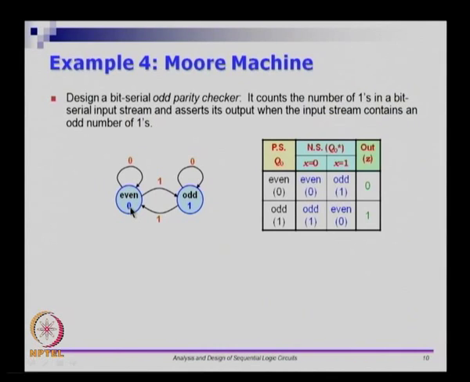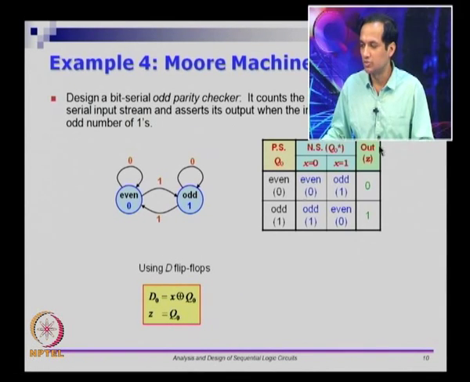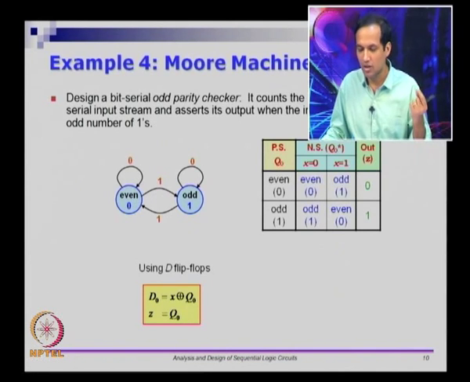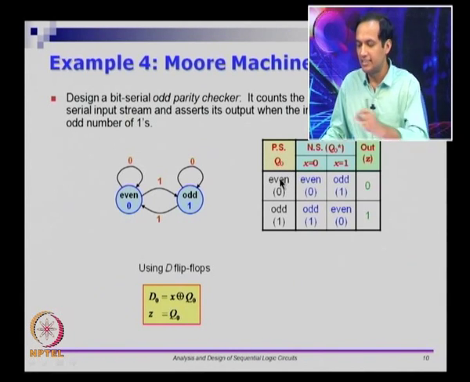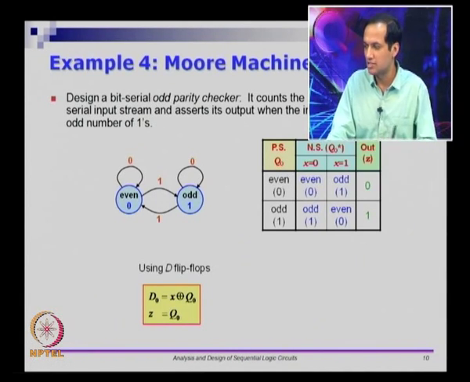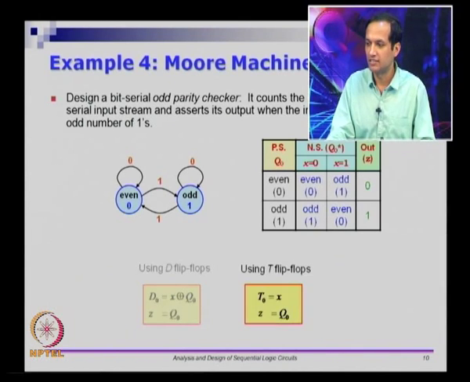So I assign 0 to this state, 1 to this state, and I can get a state table out of it, and the equations for that also. So D0 happens to be X XOR Q0, and Z, which is the output that is going to come from it, is Q0 itself. So there is only one single flip flop. If the flip flop has 0, it means the number of ones is even so far, but if it is 1, then the number of ones is odd so far. So it is just a single bit state machine.